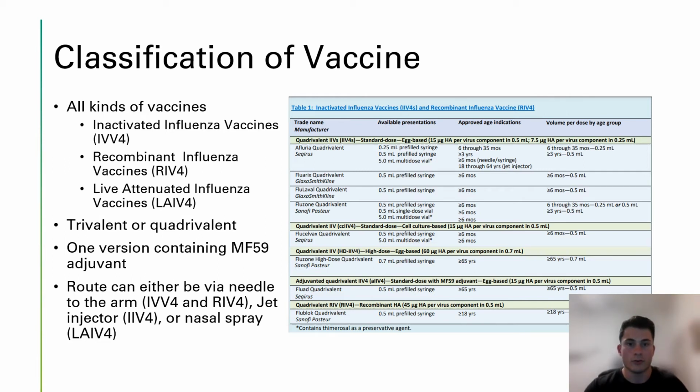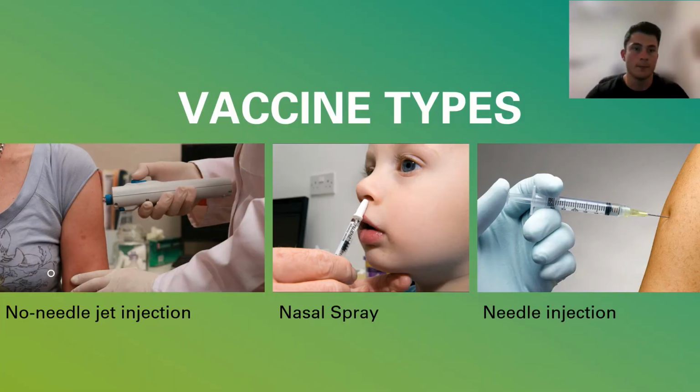And finally, there are 3 main routes of injection. One route of injection includes a no-needle jet injection. This method involves shooting a high-pressure, narrow stream of fluid through the skin. There's also a nasal spray and a standard needle injection.